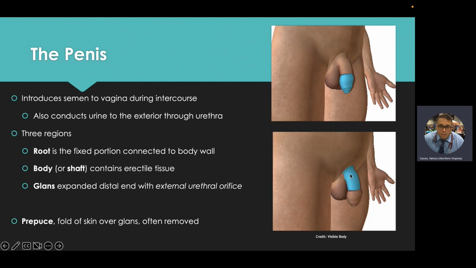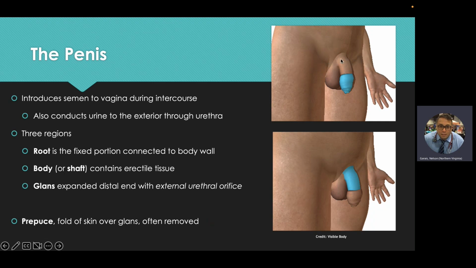The penis, of course, you have the shaft here, and then, of course, the glans penis, which is the head of the penis. The glans is very, very sensitive. The body or shaft contains erectile tissue. Now, what does this mean? It means that your blood pressure has to drop a little bit so that there'll be increased blood flow through this erectile tissue, and that's what gives the male patient the erection.